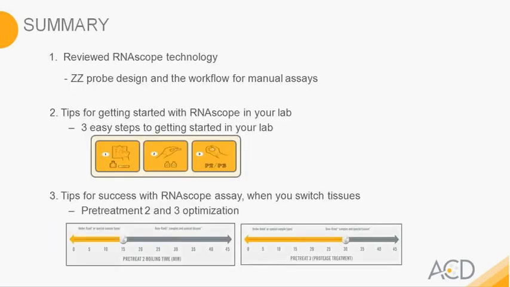As a summary, we have reviewed our RNAscope technology, and we have reviewed in particular the ZZ probe design, as well as the workflow for manual assays. We have reviewed the getting started tips, which includes reviewing the checklist, performing controls, and optimizing your assay. We have also shown you tips for success with the RNAscope assay, especially when you switch tissues. We have looked at how to optimize with pretreatment 2 and 3.